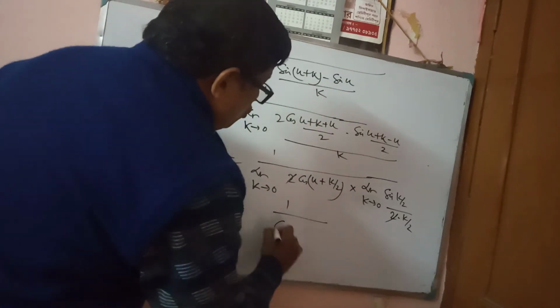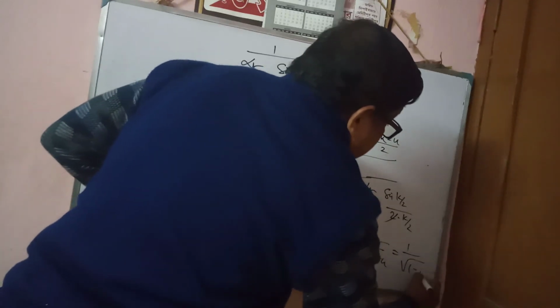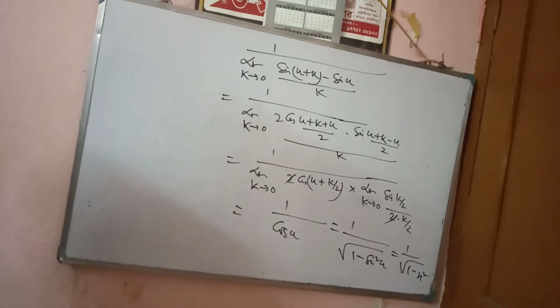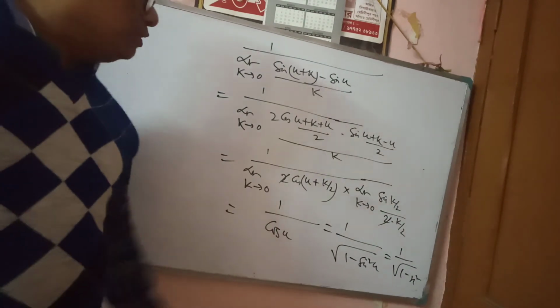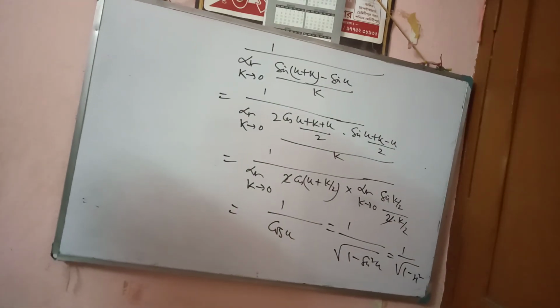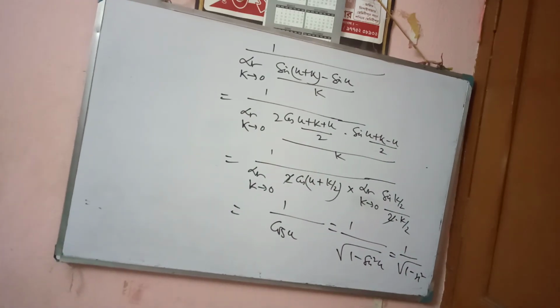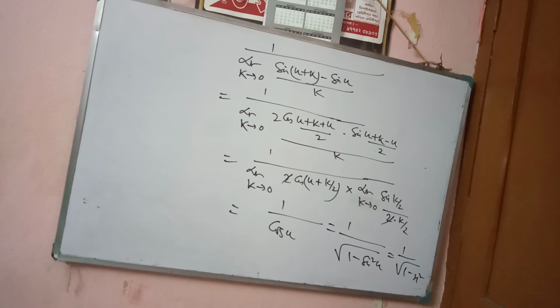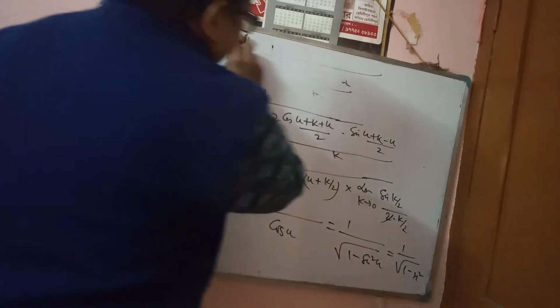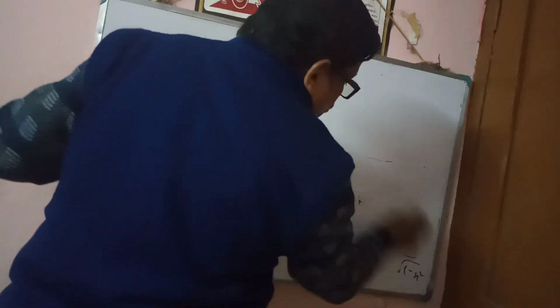Now 1 by cos u, so you can write 1 by root 1 minus sin square u. Since sin u equals x, it will be 1 by root 1 minus x square. All of you remember this one. So all of you remember that formula; various types of formulas are there.